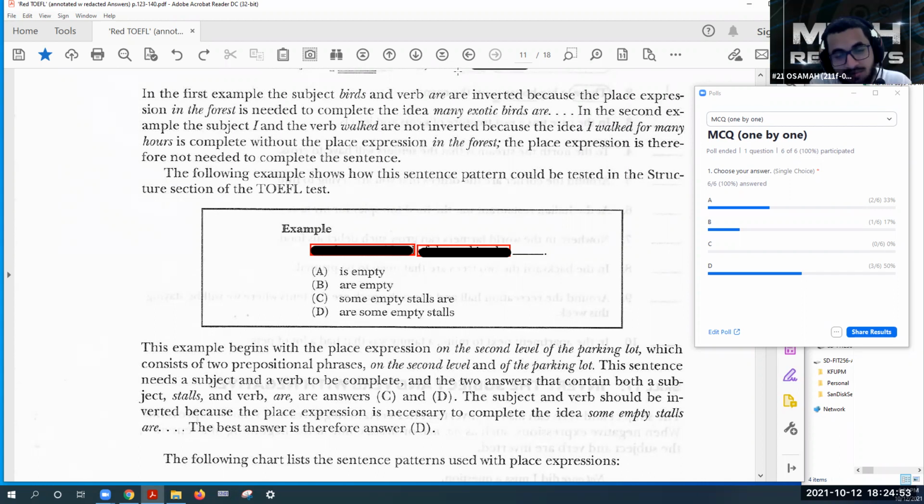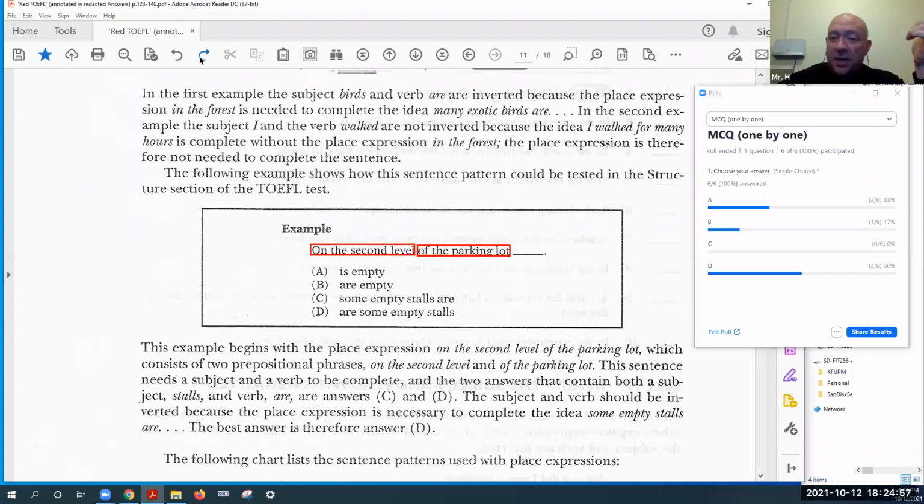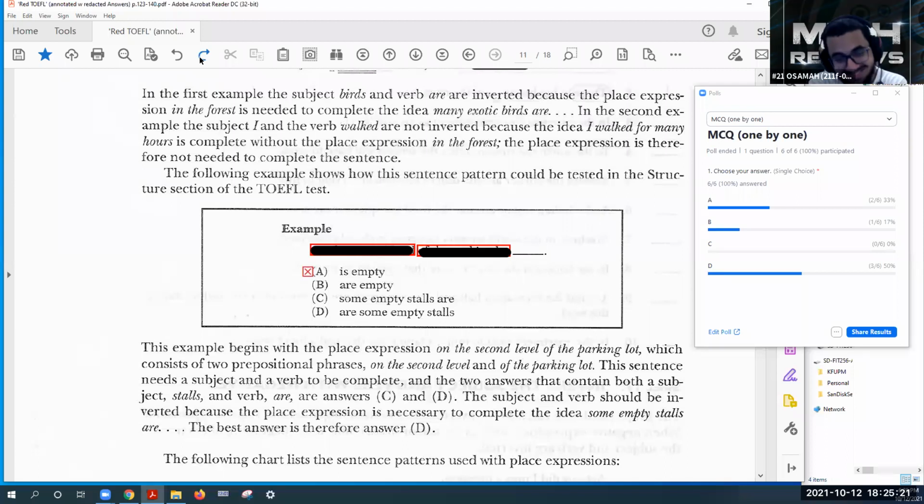Let's go back to the example. I'm gonna uncover this again. Okay. Can you find a subject or a verb? No. So what does that mean? We need a subject and a verb. Yes. So what about Alpha? Where is the subject? There is no subject. That's right. So guess what? Alpha now is wrong.